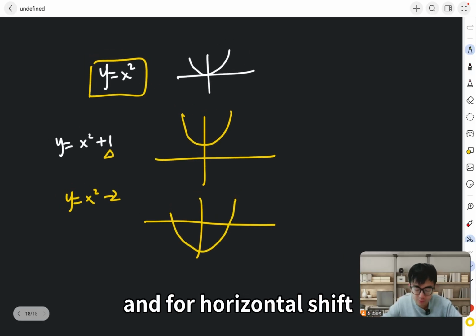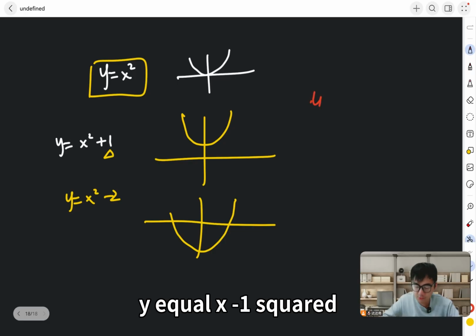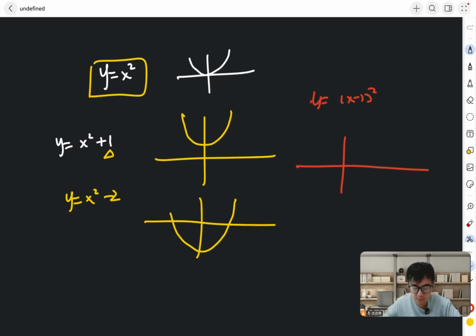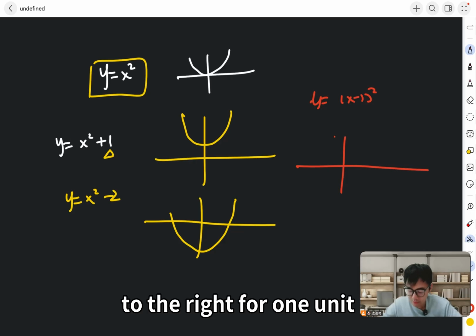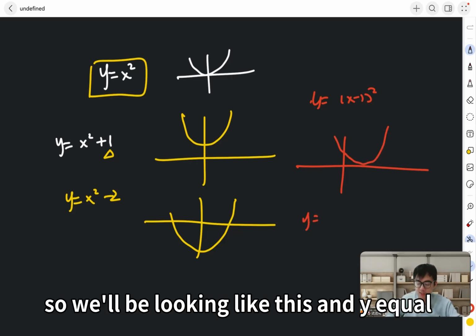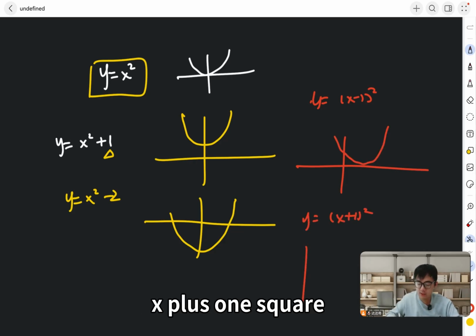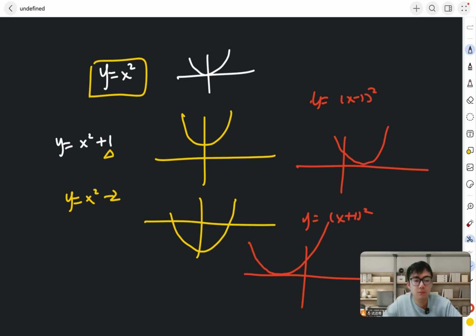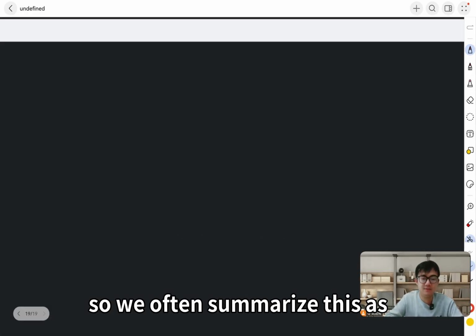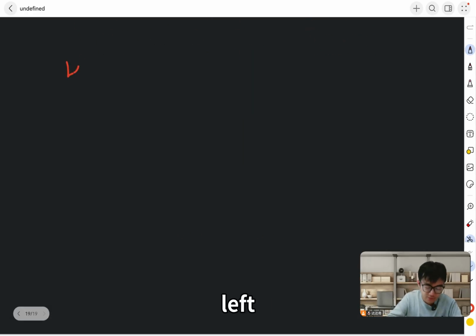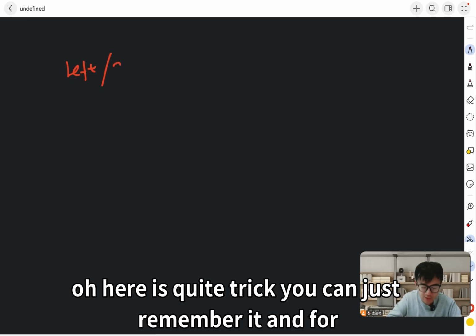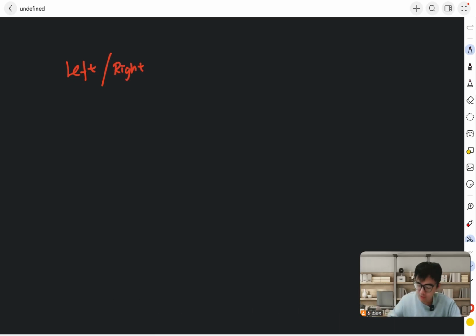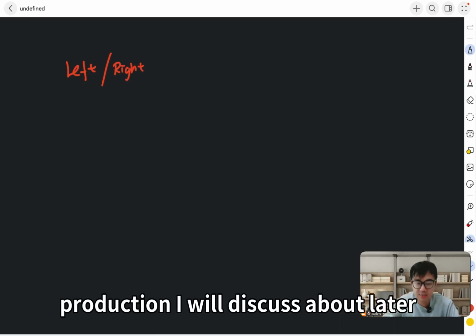And for horizontal shift, y equal x minus 1 squared, so it means to shift it to the right for 1 unit. So it will be looking like this. And y equal x plus 1 squared, it will be a shift of 1 unit left. So we often summarize this as left. Oh, here is quite tricky. You can just remember it. And for deduction, I will discuss it later.